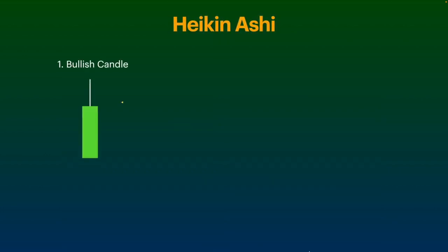Now traders, the first type of candle is called bullish candle. This is how it looks. A green candle with a huge wick at the top. Okay? And there is no wick at the bottom. When you see this kind of candle, we will be looking for buying opportunity.